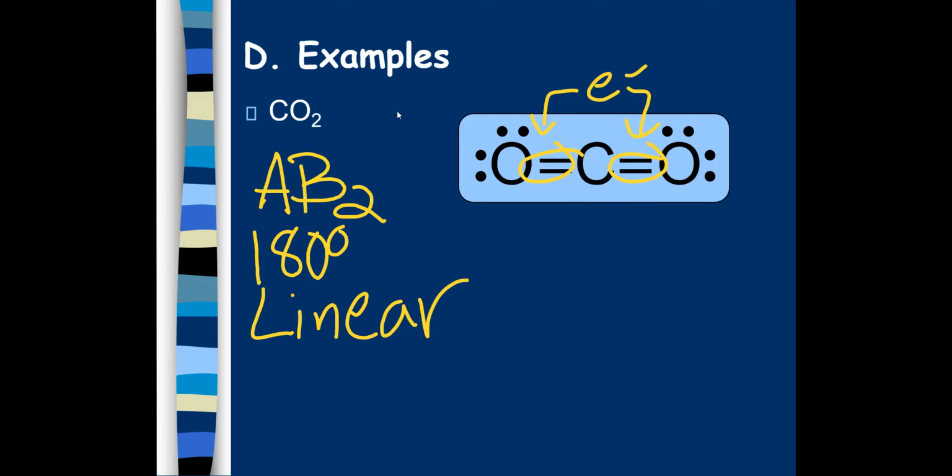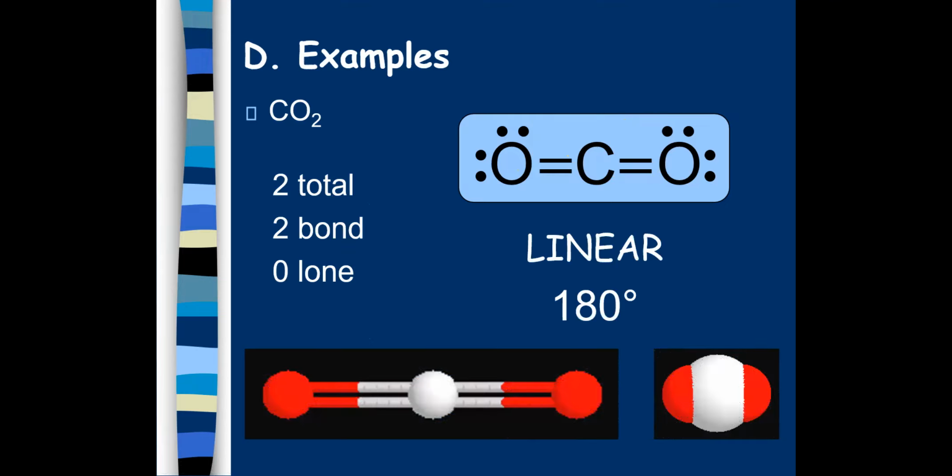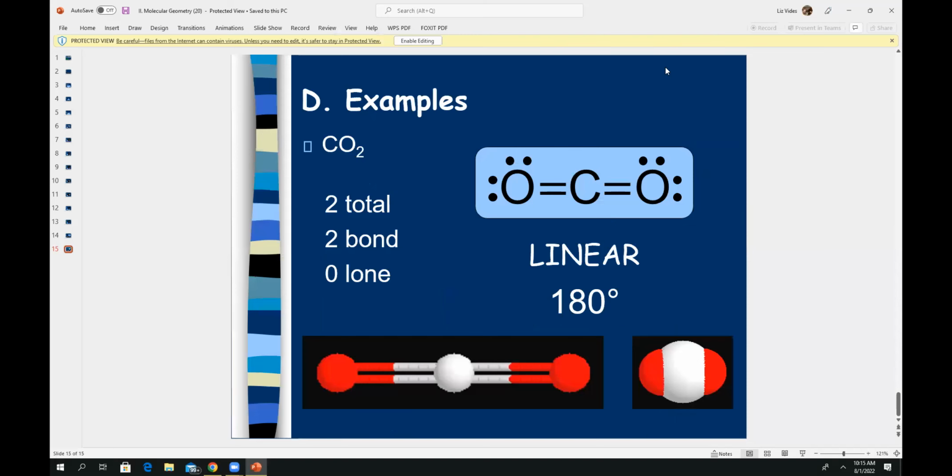Okay, let's do the mouse. Oh, sorry, clear that. All right, so see, two bonds, zero lone pairs, all of that tells you the shape. It's linear, 180. There you go. And that's how you do these.